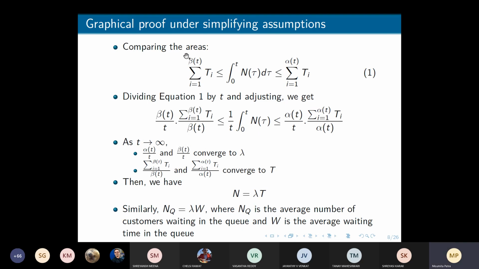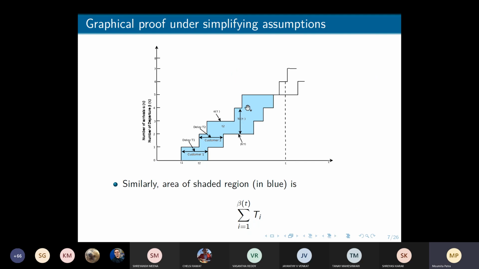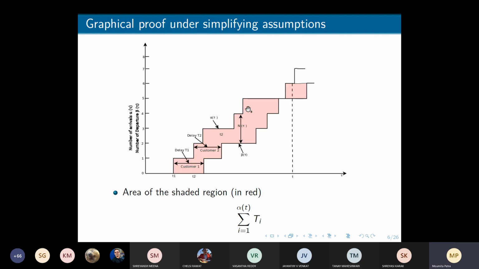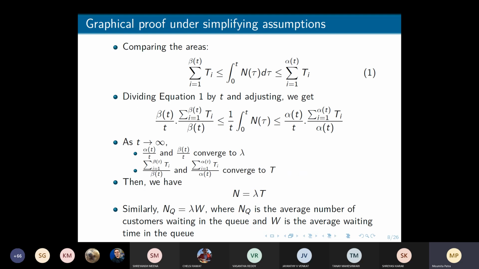Of course, this area will be smaller than this one. So if we compare these areas, what will it look like? Summation i equals 1 to beta t of ti is less than or equal to the total area that we are looking for, that is the integral from 0 to t of n(tau) d tau, which is less than or equal to summation i equals 1 to alpha t of ti. So, comparing the areas, we get this.